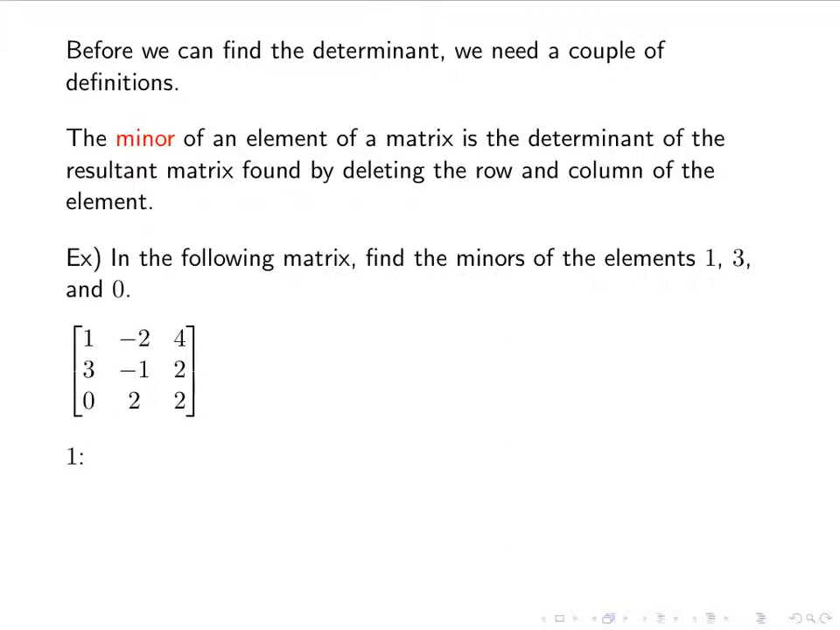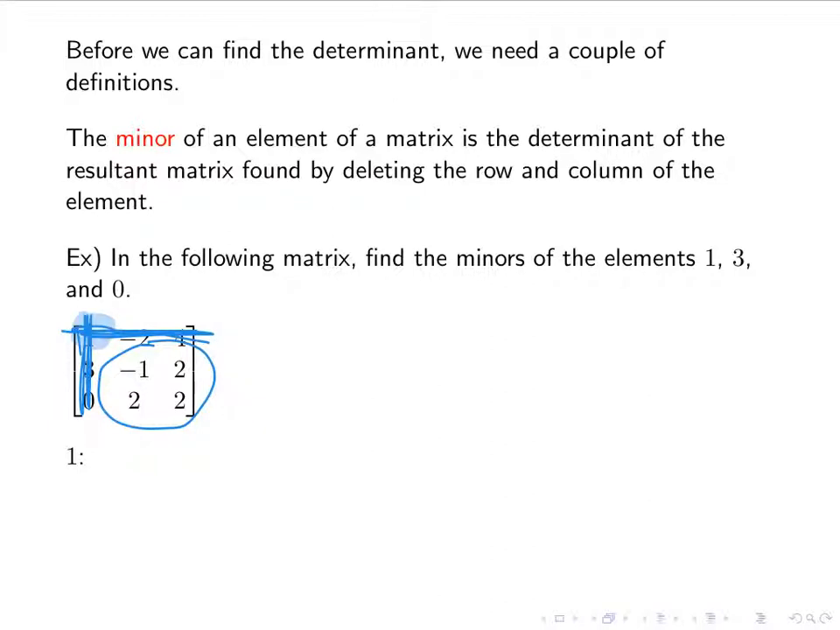So I'll start with the element 1. So here's my element, and if I want to find the minor, I am going to delete the row that contains 1, and I'm going to delete the column. There we go. So I delete the row and the column that 1 is in, and what I'm left with is now a 2x2 matrix, and I want to find the determinant of that 2x2 matrix.